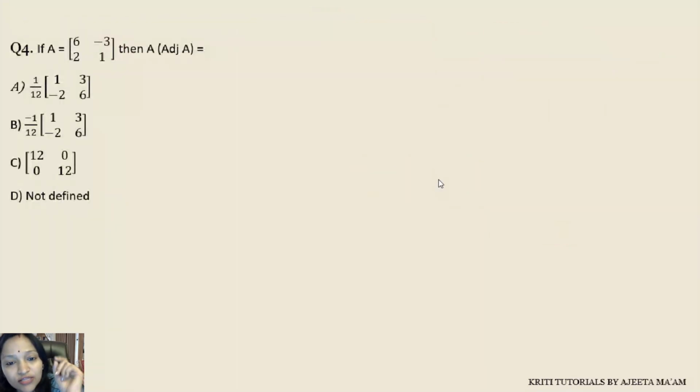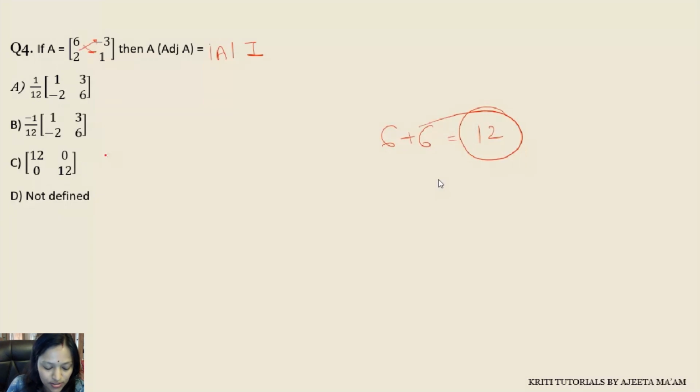Now, if A is this, find A into adjoint of A. Now, again here this is very important. First tell me what is the determinant value. If you first find adjoint of A and then multiply, it will take a lot of time. We will do this within seconds. Which property will we use? This one. What is the determinant value? Down minus up. So 6 plus 6. What do you get? 12. So what's your answer? Your answer is C. You don't need to find the adjoint of A.